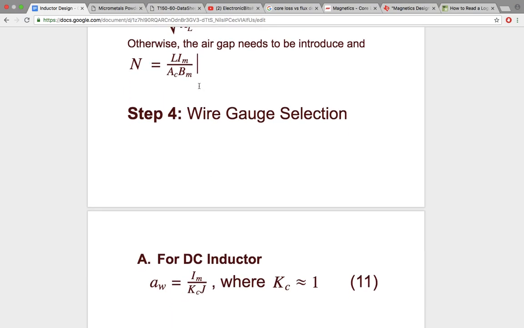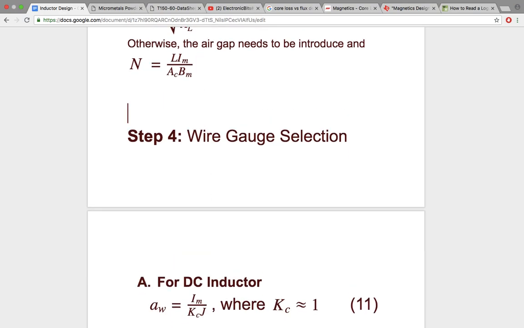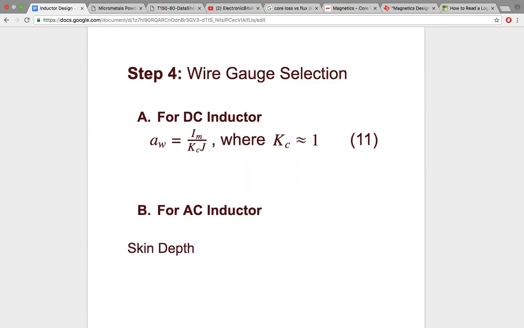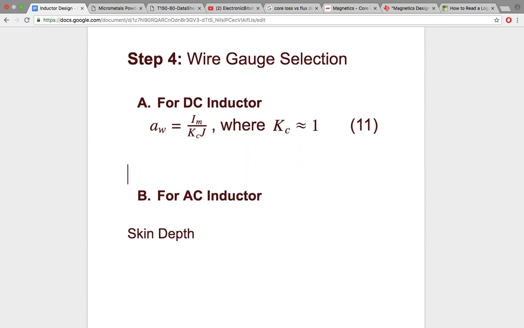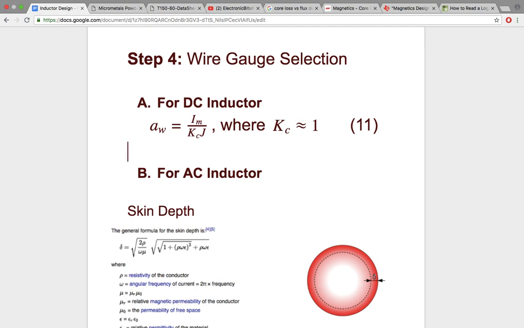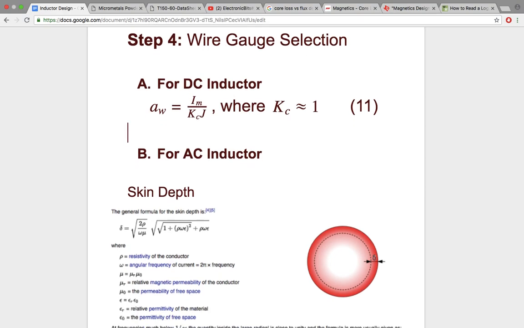Now, the wire gauge selection. This is the place where we talk about the difference between an AC and a DC inductor. For a DC inductor, we know that the cross-sectional area of the wire is fully utilized. The whole area of the wire is used for flowing the current. So current flows all the way.